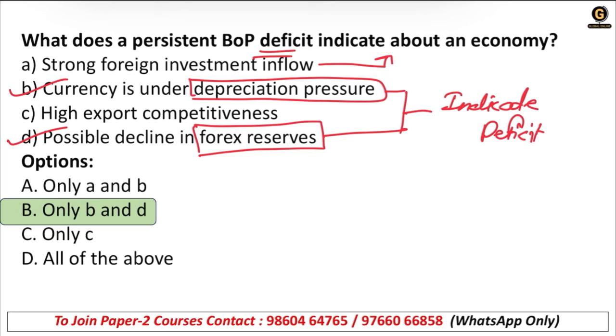Then we have high export competitiveness. If export competitiveness is more, then obviously inflow will increase, right? When inflow is increasing, how can we call it a deficit? It is a surplus. Correct. It leads to a surplus, not exactly what we call a surplus.